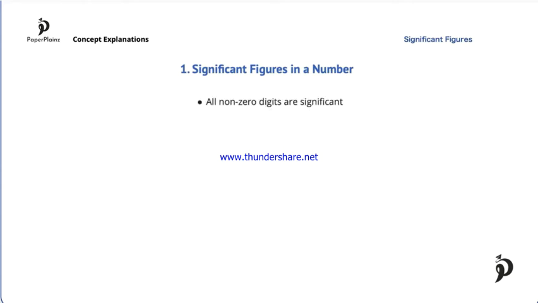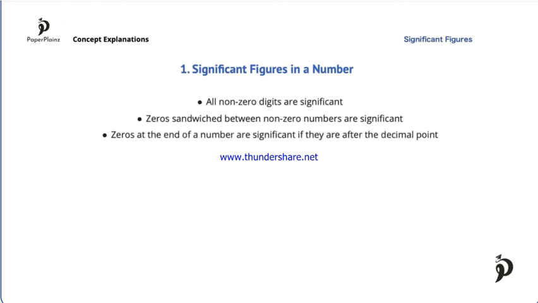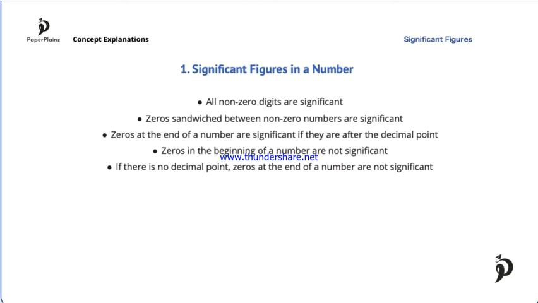Here they are. All non-zero digits are significant. Zeros sandwiched between non-zero numbers are significant. Zeros at the end of a number are significant if they are after the decimal point. Zeros in the beginning of a number are not significant. And if there is no decimal point, zeros at the end of a number are not significant. Let's apply these rules in a few examples.